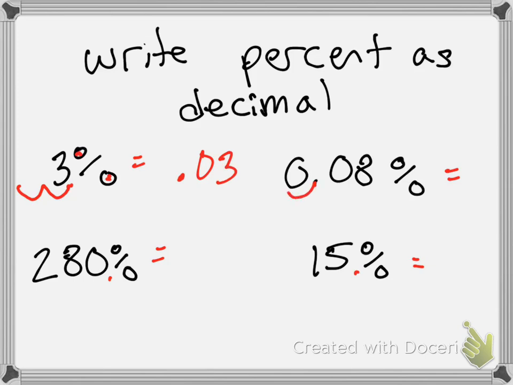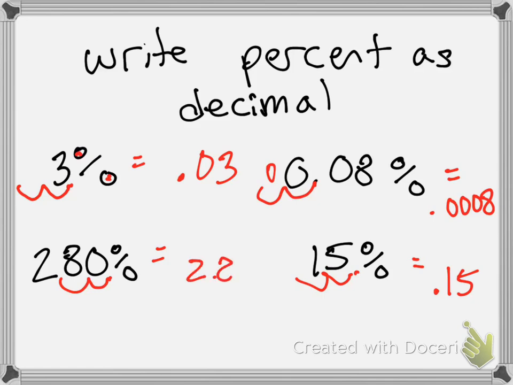0.03. Exactly. Again, we move this one over 1, 2. We get 0.0008. We move it over 2. We get 0.15. We move it over 2. We get 2.8. Exactly. That's all we do.